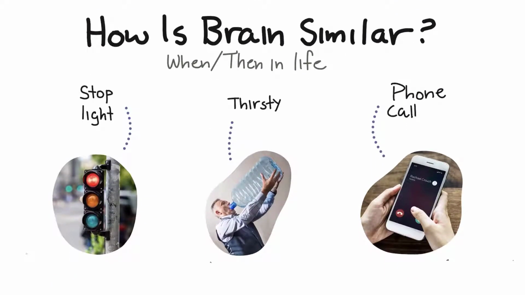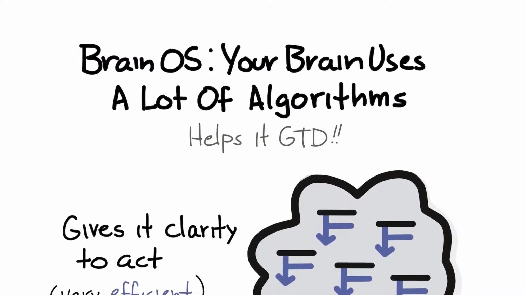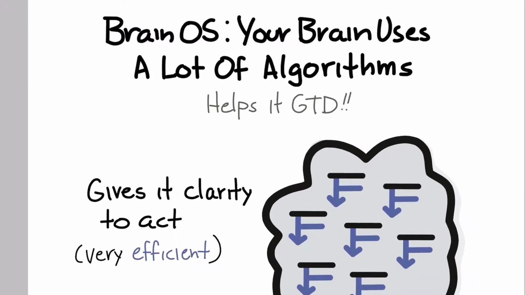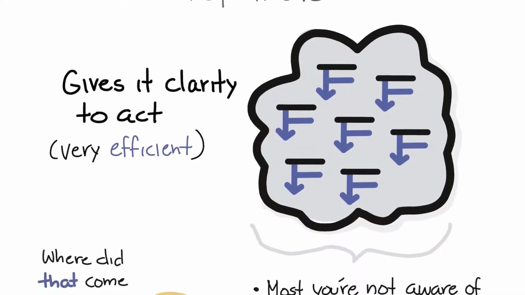When I see a stop sign or stop light, then I will put my foot on the brake. When I feel thirsty, then I will drink something. When my phone rings, then I will pick it up, press the answer button, and say hello. So as you can see, your brain has its own operating system for getting things done, and we'll call it Brain OS. Now, the algorithms your brain uses on a regular basis have been formed throughout your life, largely in ways that are unknown to you.